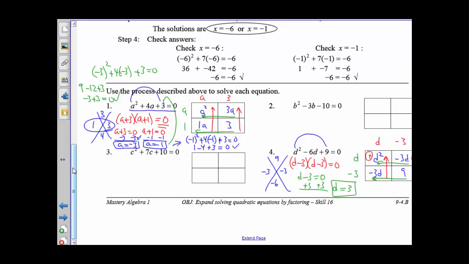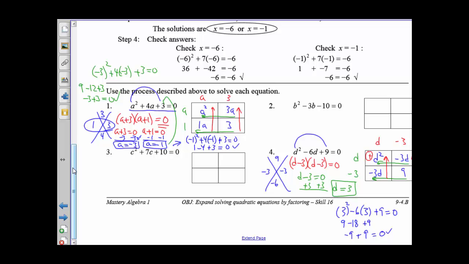If we double check, let's plug it back into the original. We're going to take 3 squared minus 6 times 3 plus 9, and it should be equal to 0. 9 minus 18 is negative 9, and we still have that plus 9. Negative 9 plus 9 is 0, so that works out.